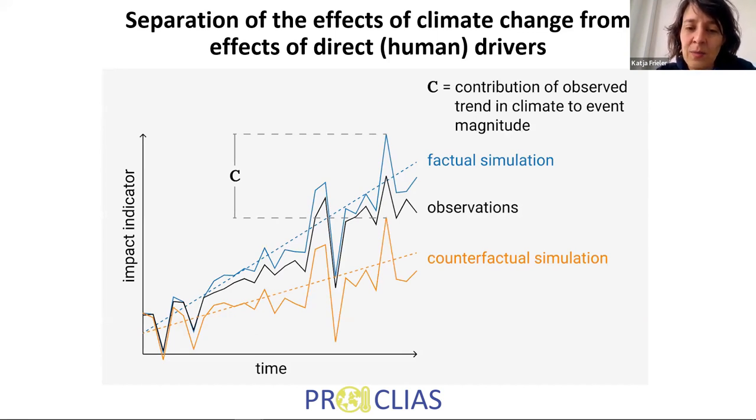And then the attributed impact of climate change is the difference between the orange and the blue line here. It can be the difference in the trend, but it could also be the difference in the extent of individual extreme events or fluctuations in the system. So you could, for example, compare the damages in one specific year, as indicated by the difference C here, between the orange and the blue line. And this is the ideal setting to address the question if you really want to follow the original definition.